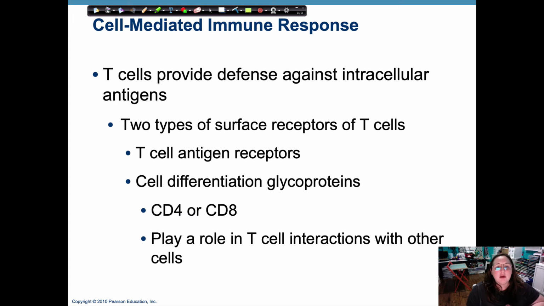So adaptive immunity, the cell-mediated side, while it is very specific, it still is intertwined with innate immunity. It's going to increase those macrophages. It's going to enhance inflammation. All of those things are still going to come into play, okay?